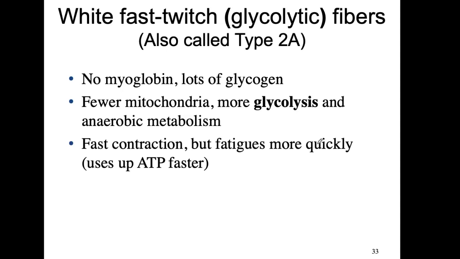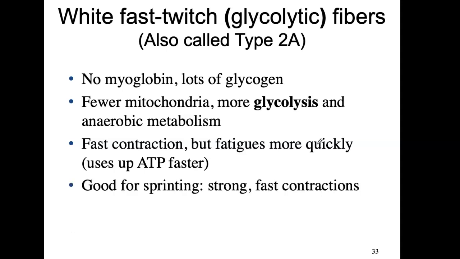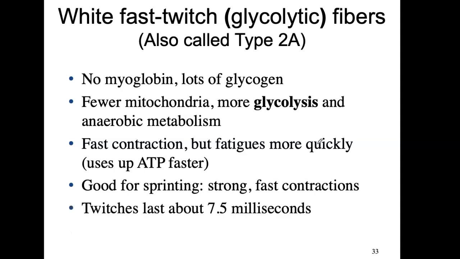It's going to be a very fast contraction, but this is the kicker. It's going to fatigue, right? It has fewer mitochondria. It does a really good job of going fast, but it's going to tire more quickly. It uses up that ATP way faster. This one is good for sprinting, for strong, fast contractions that happen quickly, that allow you to get somewhere and tire. That's how it works. And the twitches last about 7.5 milliseconds. Okay, let's stop right there.